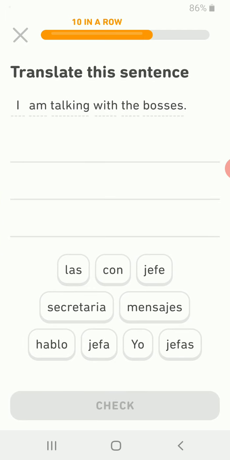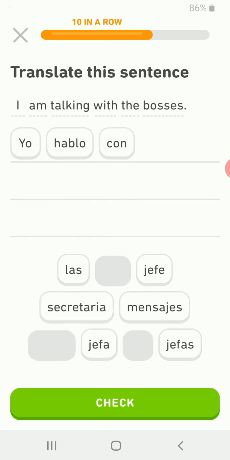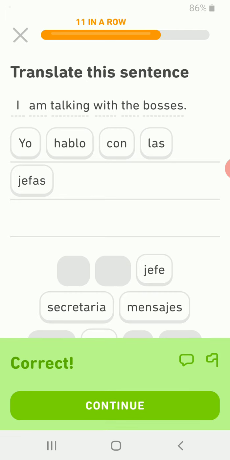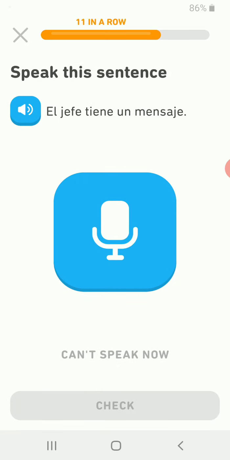Translate this sentence. I am talking with the bosses. Yo hablo con las jefas. It's not jefas, jefas. You have to say the H sound. And this is correct. El jefe tiene un mensaje. So this one is a masculine boss.